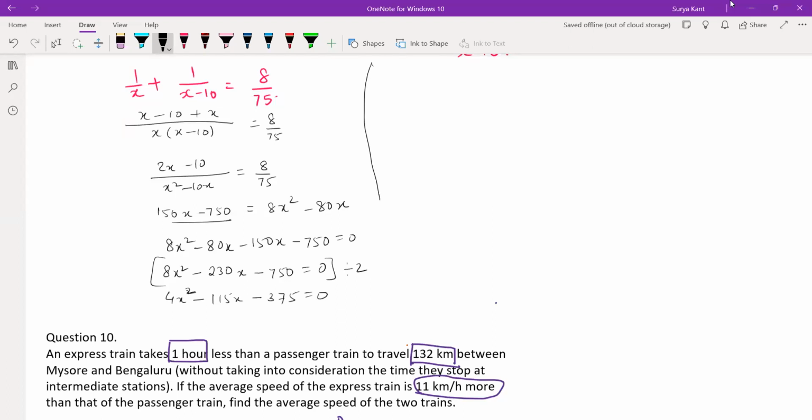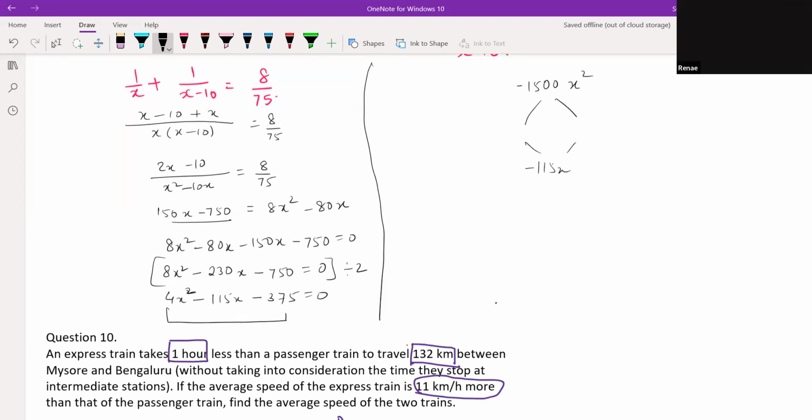Now we have to split the middle term. If you multiply these both, what will you get? 750 and 1500, right? The product is 1500, and the sum is minus 115x.